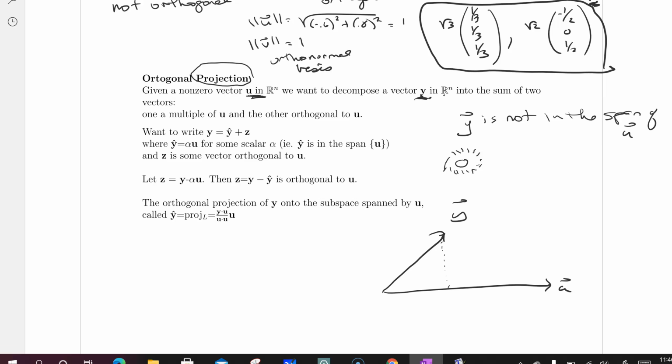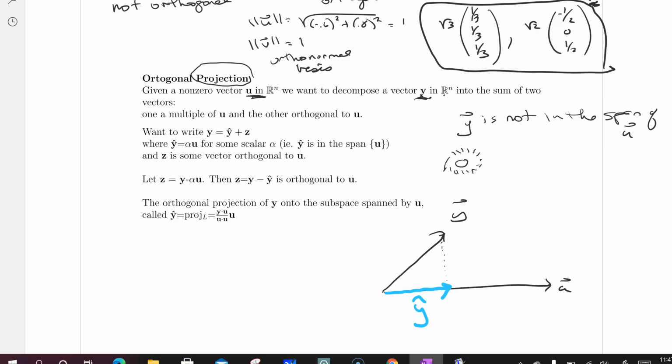So the shadow, let me see if I got a different color here. I think I do. Okay, so this right here is going to be called y hat. So y hat is the projection of y onto u. The projection of y onto u. So let me go back to black here. Okay, so this is y hat here.